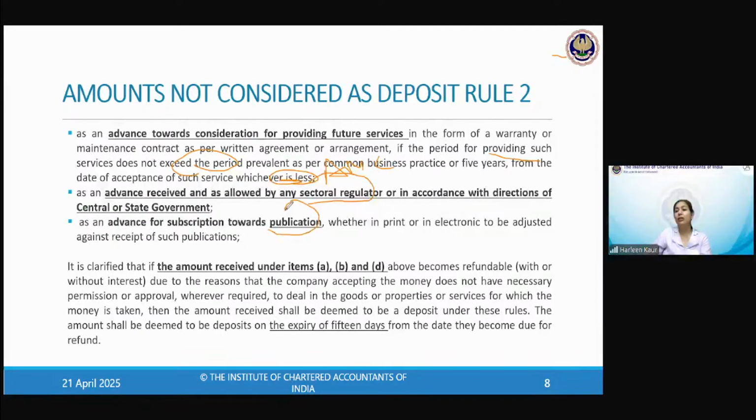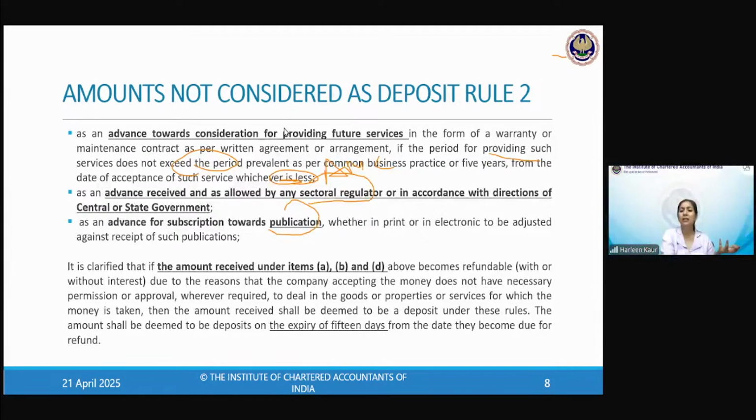So you have taken the Hindu magazine or any other magazine publications, and you have paid some subscription so that every month this publication keeps coming to us. So any advance given for that is also not a deposit. Means section 73 to 76A will not be applicable for such advances.